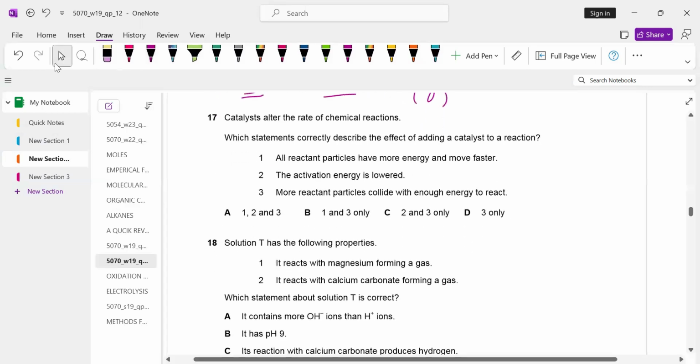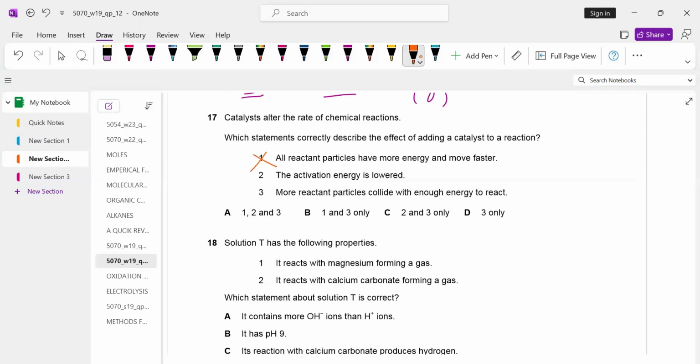Question number 17, a catalyst alters the rate of reaction. Which statement correctly describes the effect of adding a catalyst to the reaction? All the particles have more energy to move fast. No. The activation energy is lowered. Yes. More reactant particles collide with enough energy to react. Yes. So options 2 and 3 are correct, which means option C is correct for question number 17.